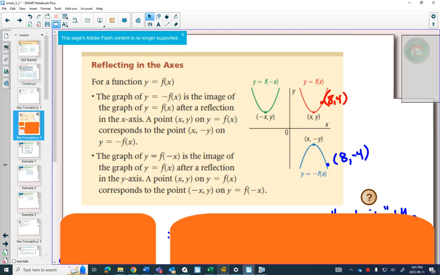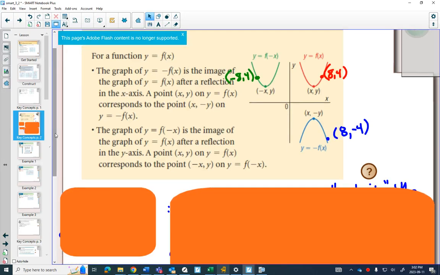And if I took this same graph and had the negative inside the function, we will start saying everything is horizontal. This is a horizontal reflection. And where would the point (8, 4) end up? If I flipped it over, it would be over here at (-8, 4). So your x value changed and your y value stayed the same. So things inside the function affect your x values, and things outside of the function affect your y values.